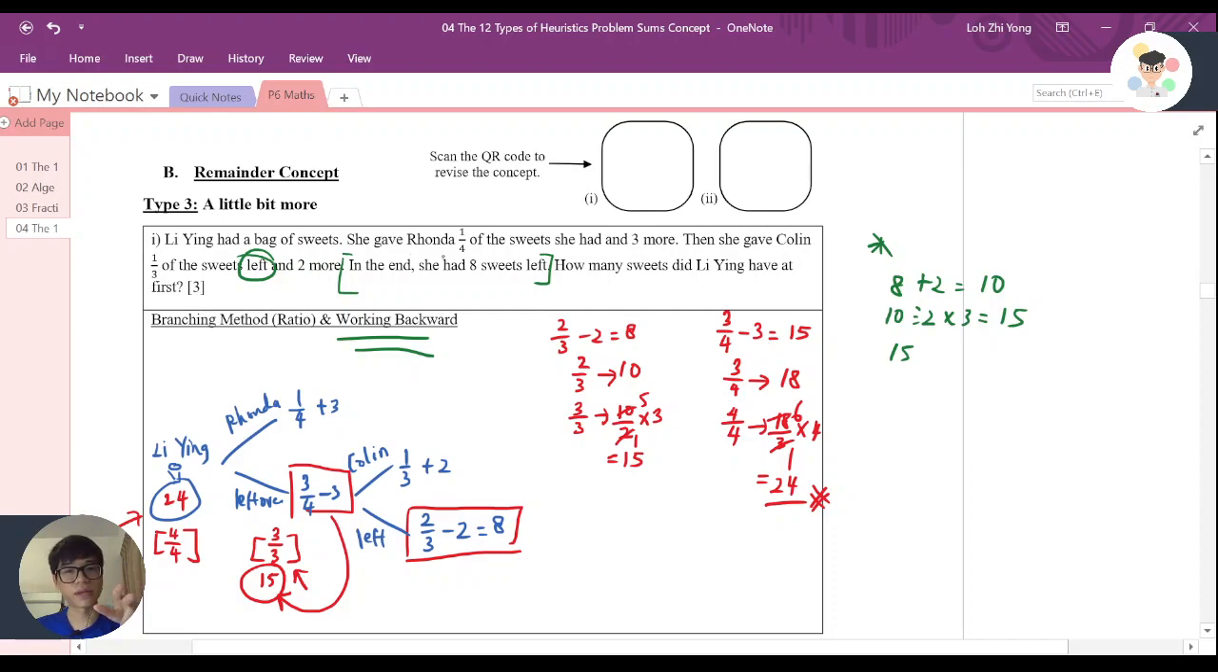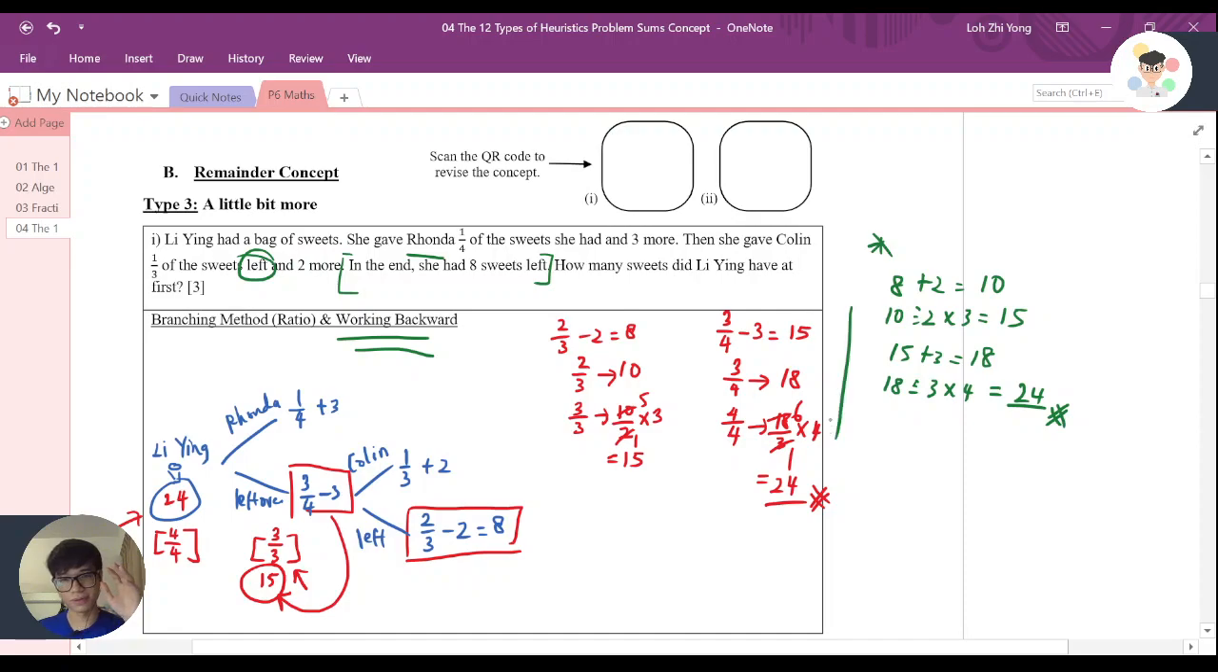Because she gave Rhonda 1/4 of it and 3 more, I need to get back the 3 more to become 18, and I will be the 3/4. So again, I will divide by 3 and I will times 4 to get back the total that Li Ying has. So 18 divided by 3 will be 6, 6 times 4 will be 24.